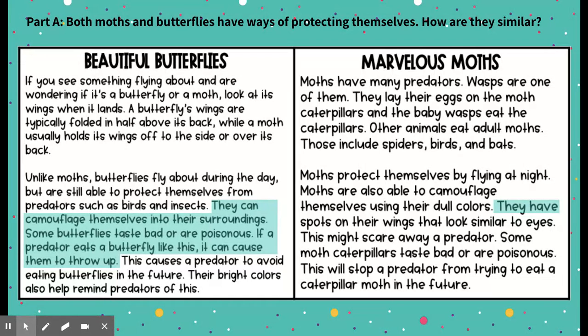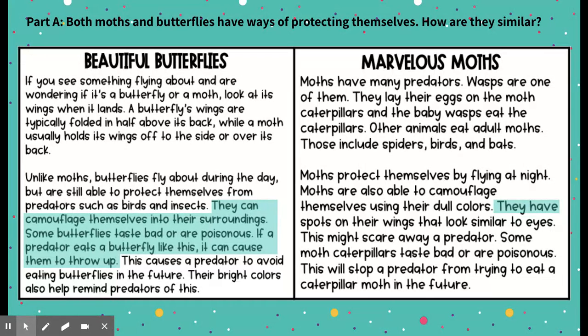So now I'm going to read my second passage, which is called Marvelous Moths, and I'm going to do the same thing. Moths have many predators. Oh, okay, so I'm seeing predators, but I haven't seen protect themselves yet, so I'm still reading. Wasps are one of them. They lay their eggs on the moth caterpillars, and the baby wasps eat the caterpillars. Ooh, that's awful. Other animals eat adult moths. These include spiders, birds, and bats. Okay, so I've learned about their predators, but not how they protect themselves.